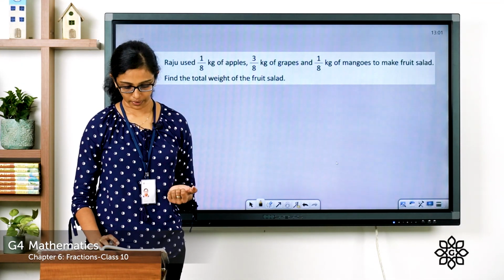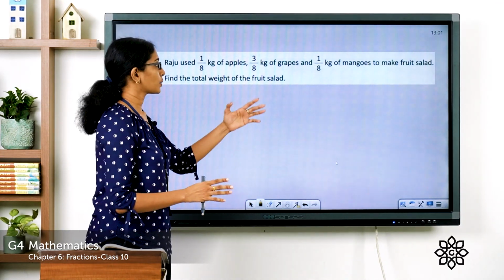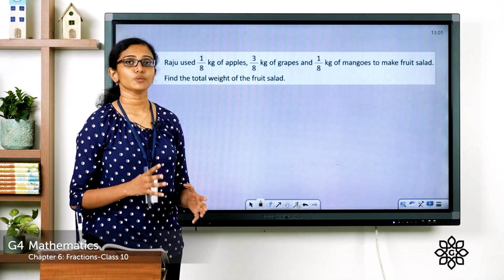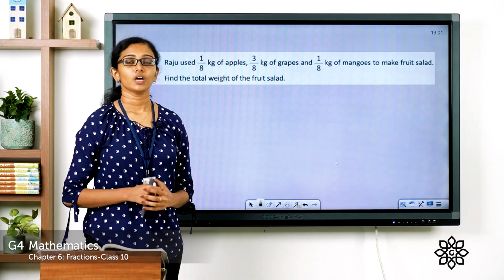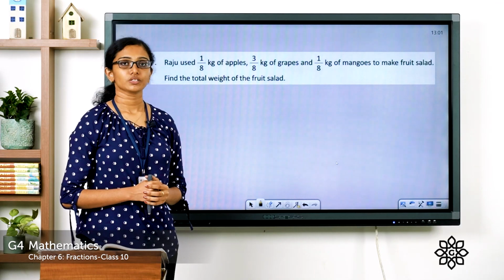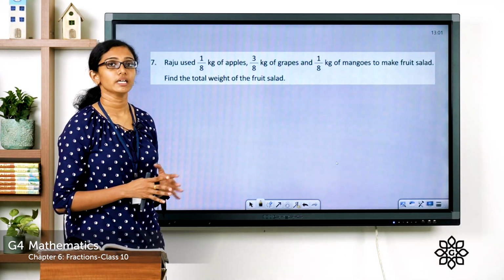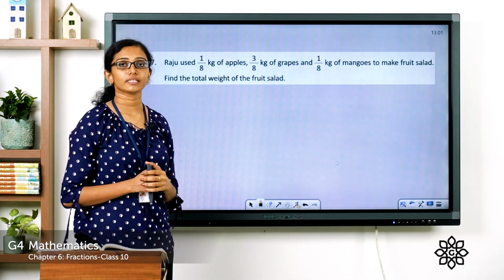So what is given in the question? The weight of apples, the weight of grapes and the weight of mangoes required to prepare fruit salad is given. You are asked to find out what is the total weight of the fruit salad. So given the weight of each, how do we find out the total weight? Just add all the weights.